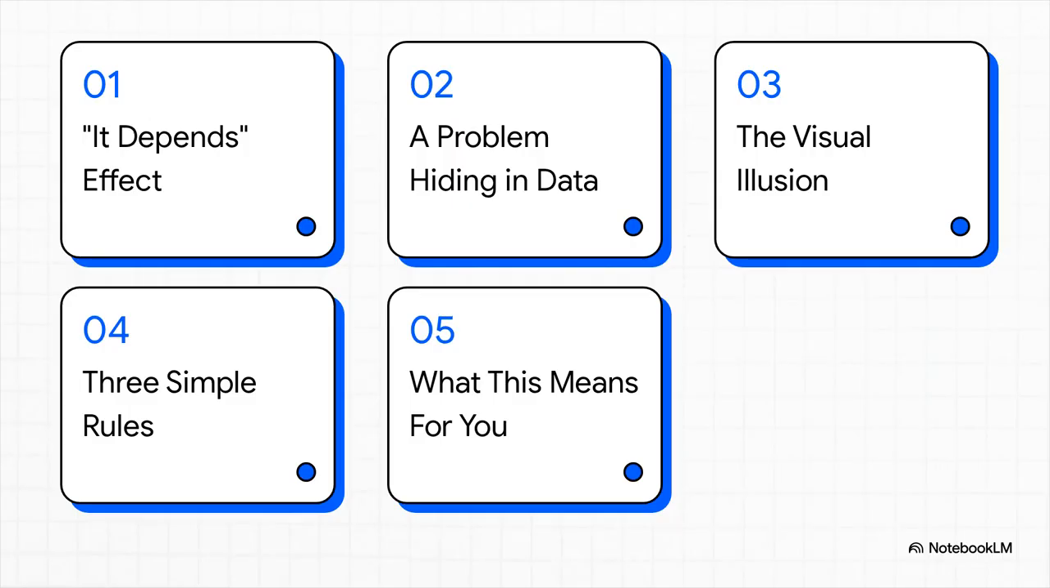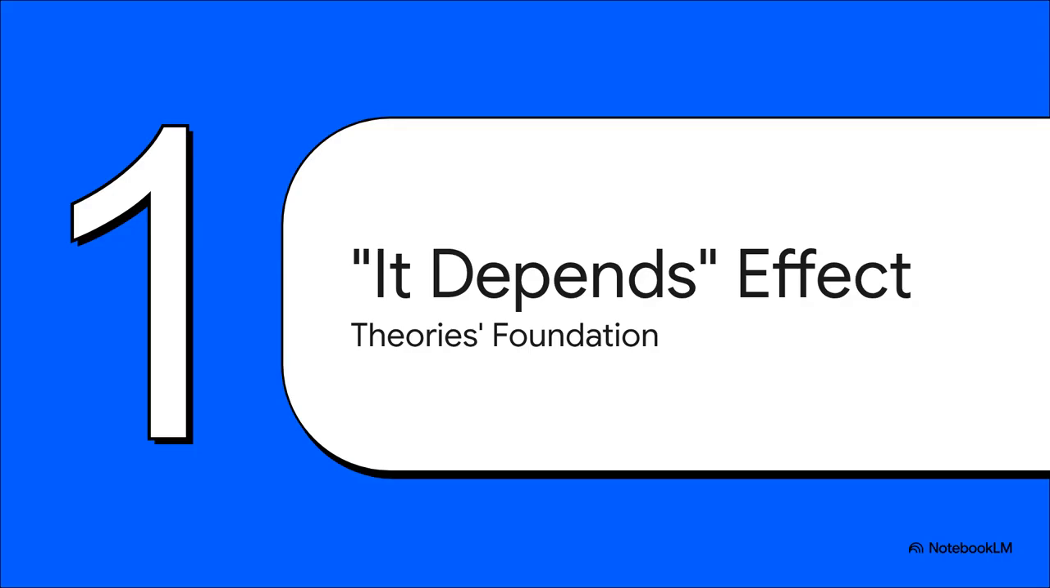So here's how we're going to break it down. First, we'll get into a core science concept I like to call the "it depends" effect. Then we'll uncover a huge problem hiding in the data. We'll see the visual illusion it creates. I'll give you 3 simple rules for finding the truth. And finally, we'll talk about why all this really matters to you. All right, let's dive right in.